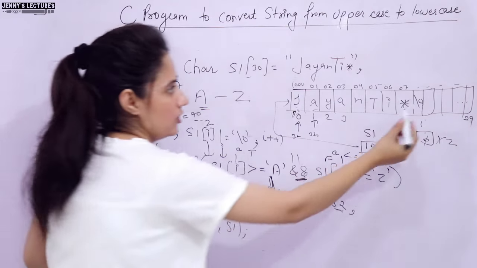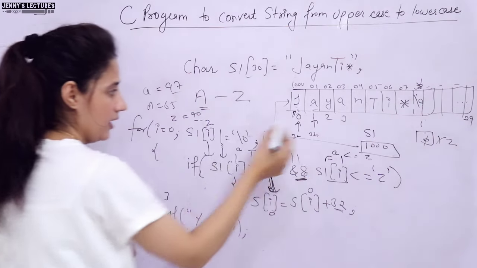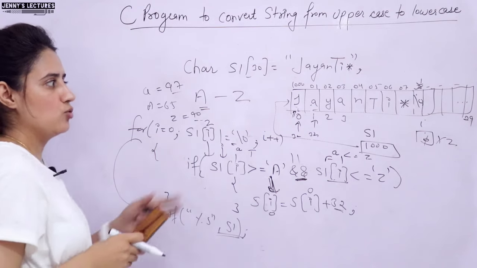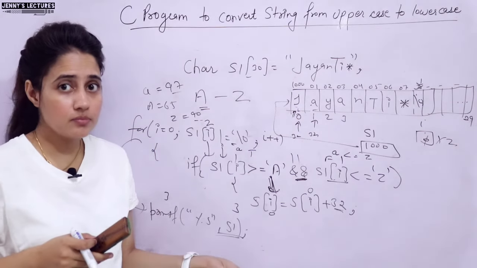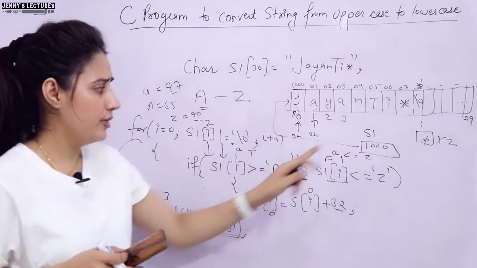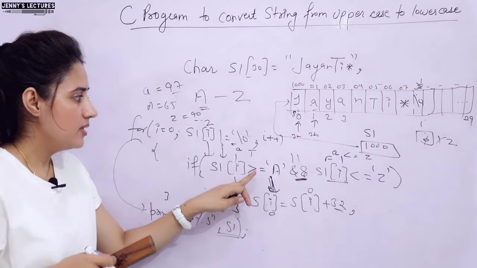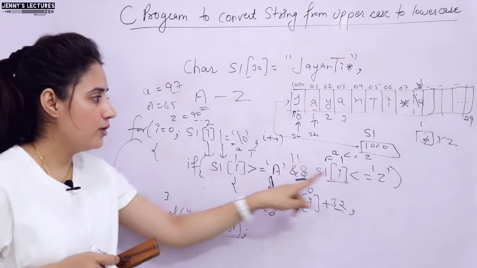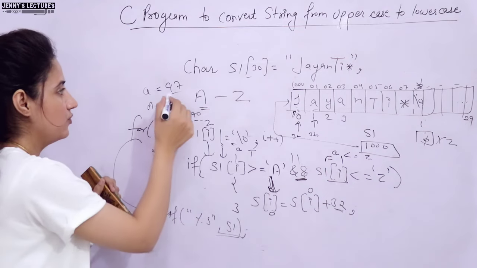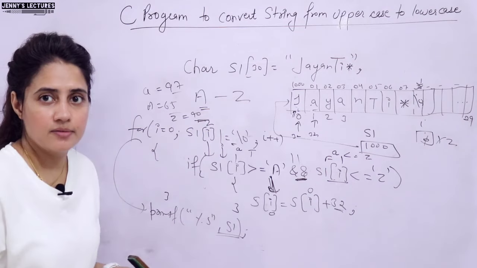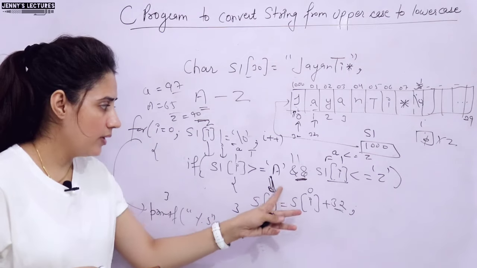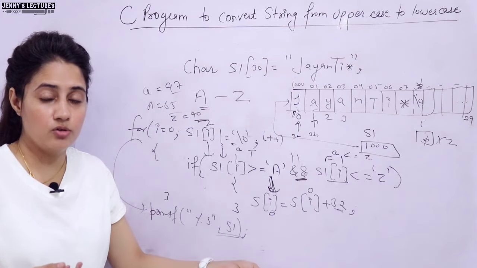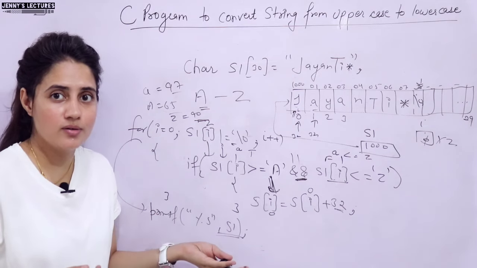And once you reach null, now the condition is not true, exit from the for loop and simply print S1, that would be modified S1, right? In star also it is not going to add anything because star is having some ASCII value that is not between A to Z, between 65 to 90, right? So it is not going to enter here and not going to add 32. So as it is, star would be printed at your output screen. That's exactly what you want, right?